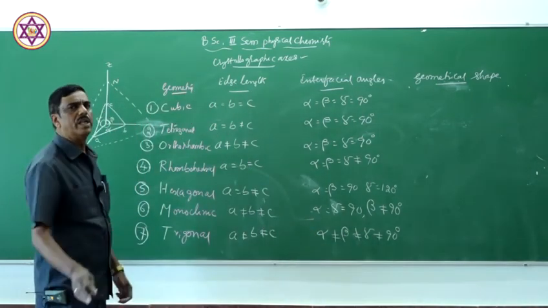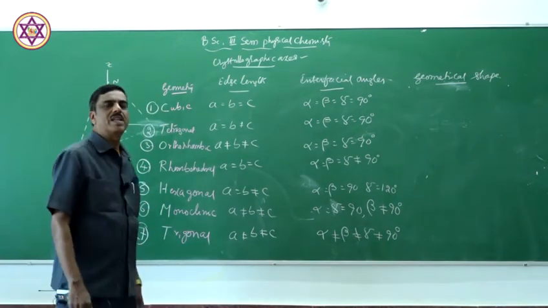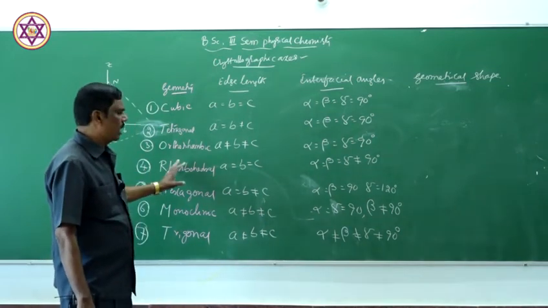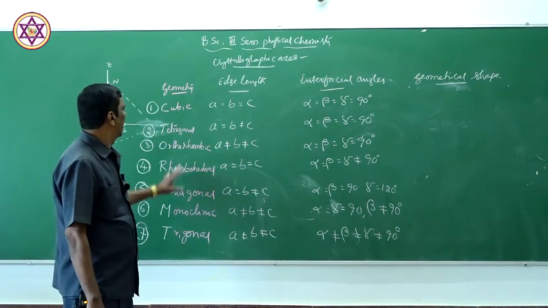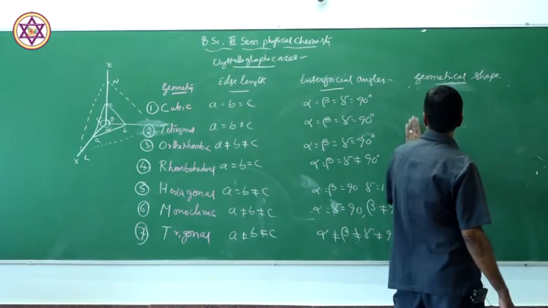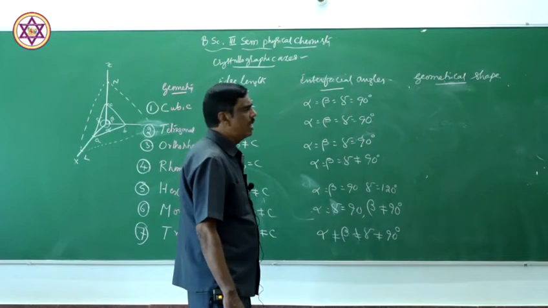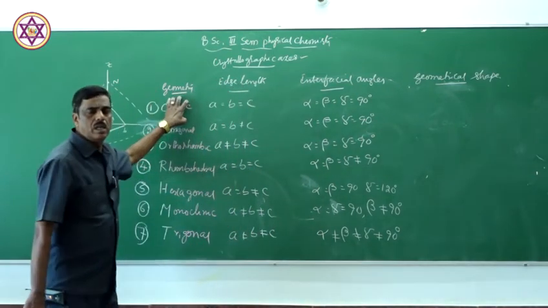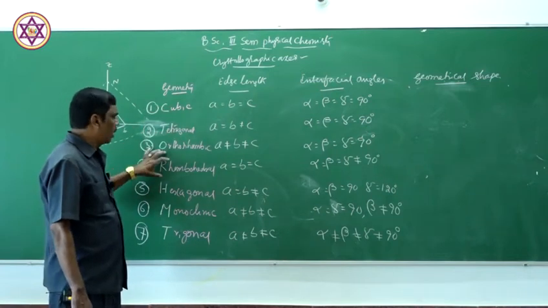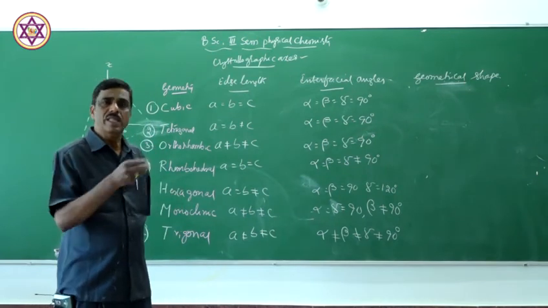So, all the 230 geometrical shapes come under these 7 geometrical shapes. These geometrical shapes are the shapes of different types of crystals in crystallography. Now, how many types of cubic geometries are there? How many types of tetragonal, orthorhombic, rhombohedral, depending upon the arrangement of atoms in this geometrical shape.